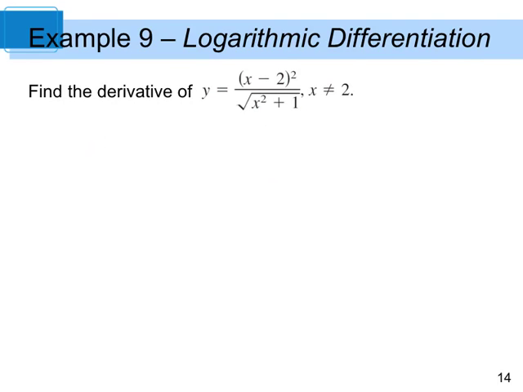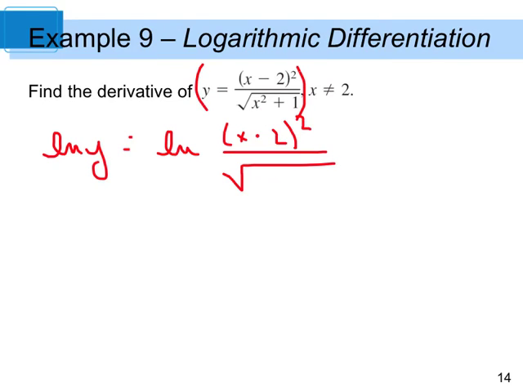But what I'm going to show you right now is a way to introduce logs to have it be a little easier. So what I'm going to do first is I'm going to natural log both sides of this equation. So the natural log of y equals the natural log of this expression. Now, why did I do that? How does that help? How it helps is with natural logs I can use properties to split this up.